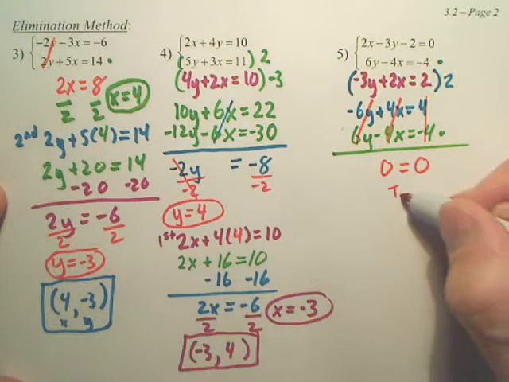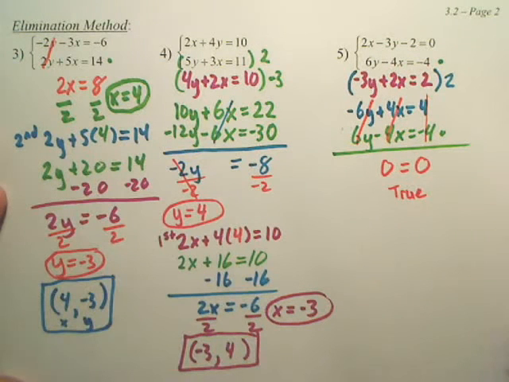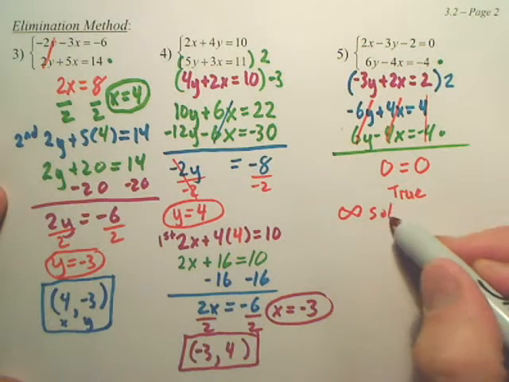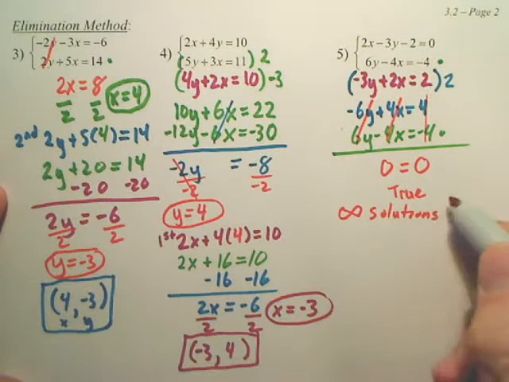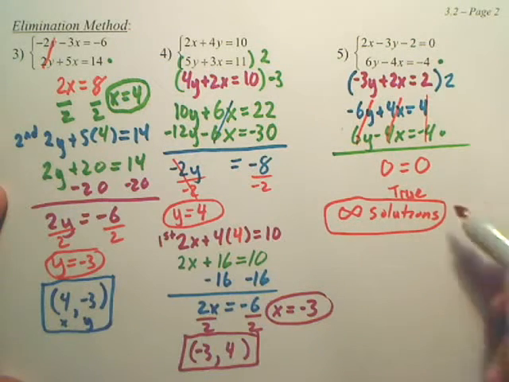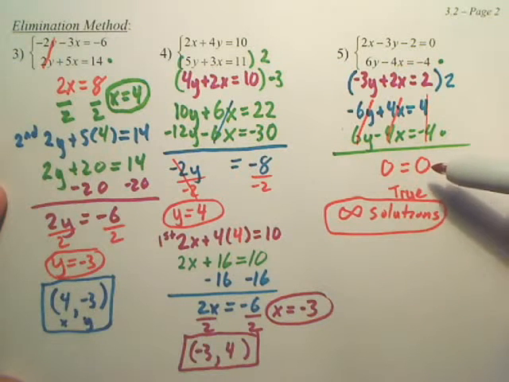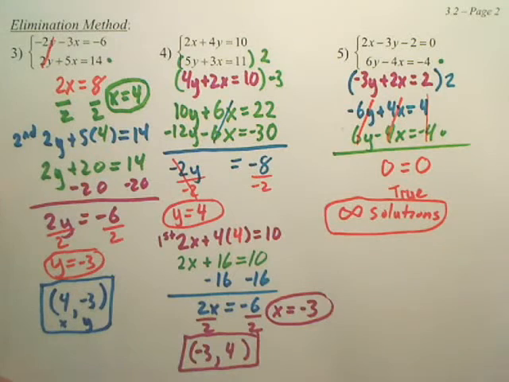This is a true statement. So it's either going to be infinite solutions or no solutions. And a true statement is infinite solutions. Meaning these two lines would be right on top of each other. Now if everything dropped out but we had a false statement, that would be no solutions.